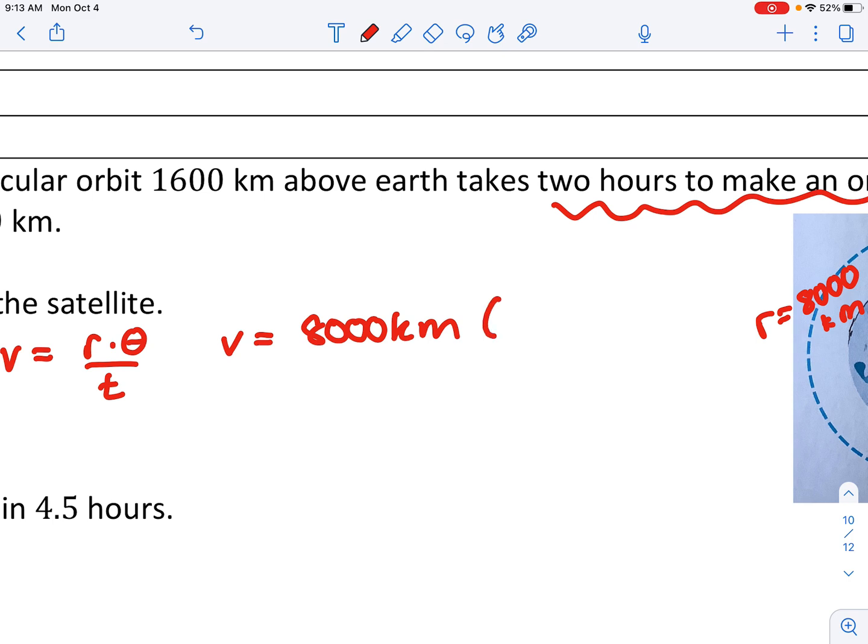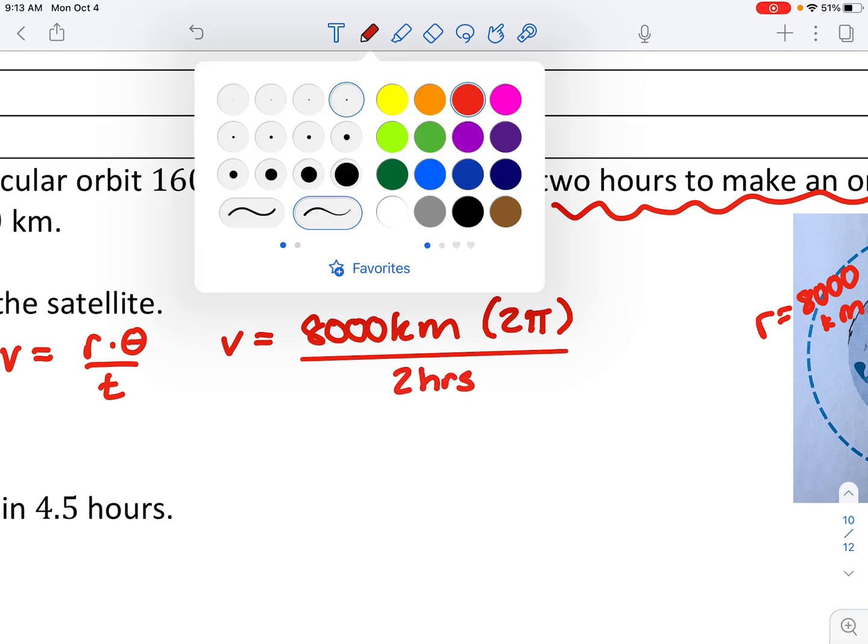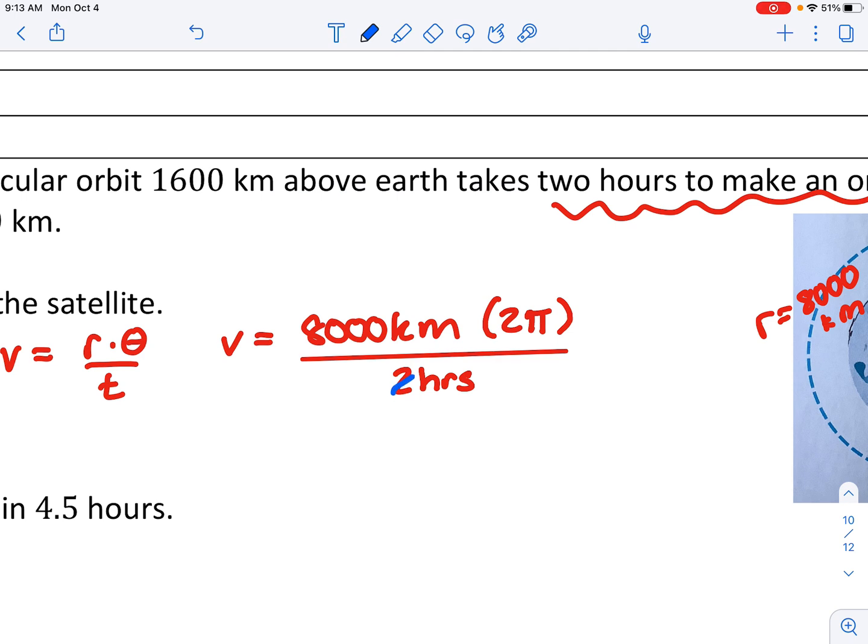One orbit is one full circle, which is 2 pi. And then our 2 pi, it takes 2 hours to complete that orbit. From here, our 2's end up canceling, and our linear velocity will be 8,000 pi kilometers per hour.